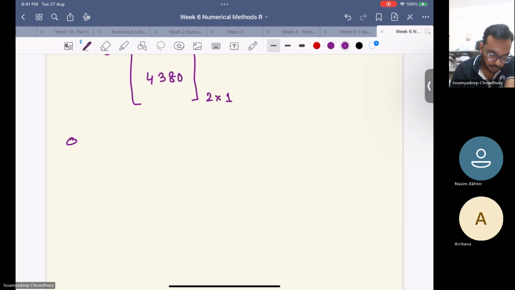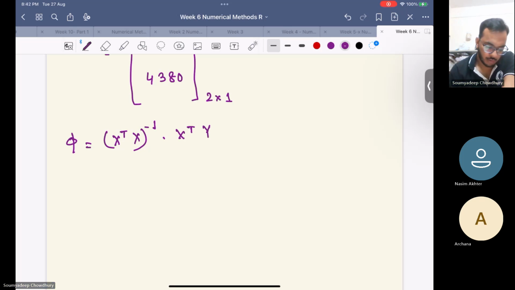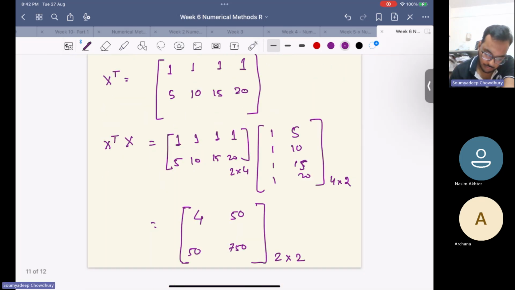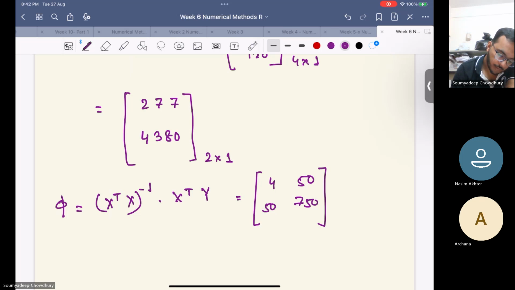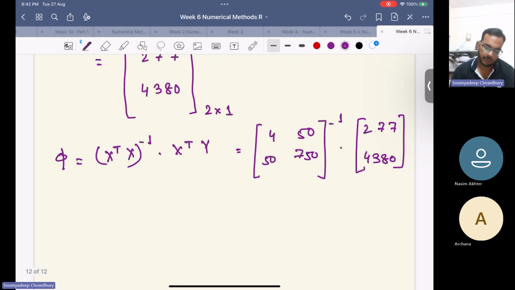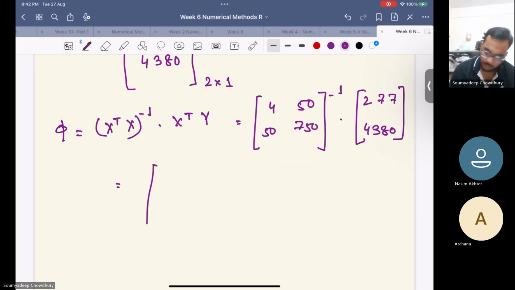So now X transpose X whole inverse into X transpose Y. From this, X transpose X is how much? 4, 50, 50, 750, that is the inverse into 277, 4380. If you calculate this inverse, I've calculated it already. By taking the adjoint, you can calculate.